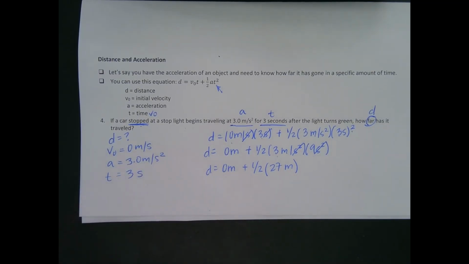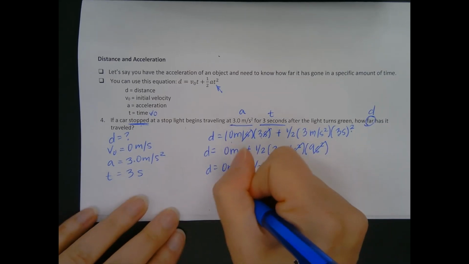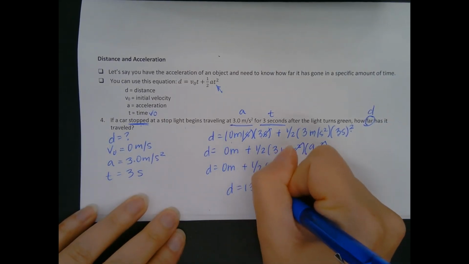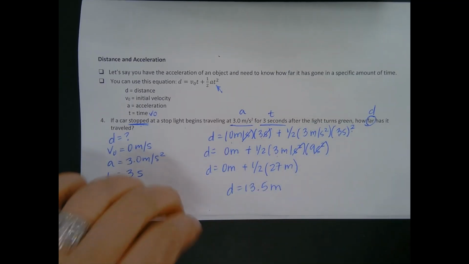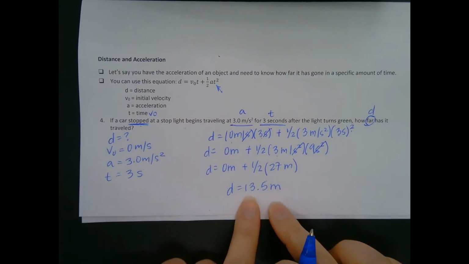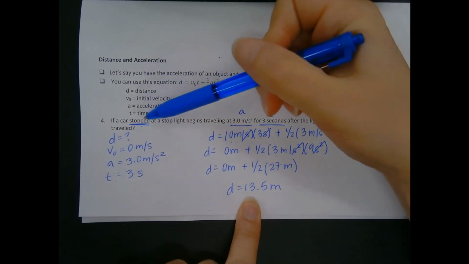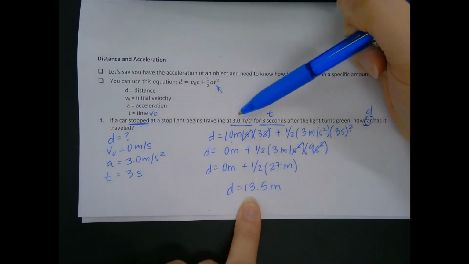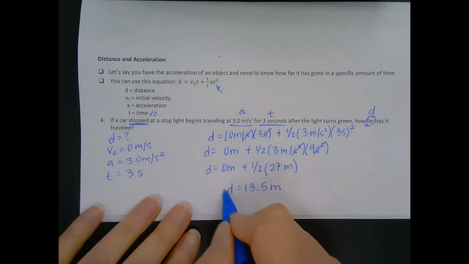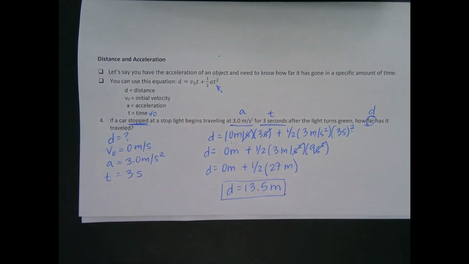Okay, so now I'm going to be looking at, well, what is 1/2 of 27? So you can just multiply 1/2 times 27, or 27 divided by 2. So my distance is 13.5 meters. Okay, so this object has traveled 13.5 meters in 3 seconds from stop with an acceleration of 3 meters per second squared. And that is acceleration, looking at it graphically, solving some problems, and also determining the distance when given an acceleration.